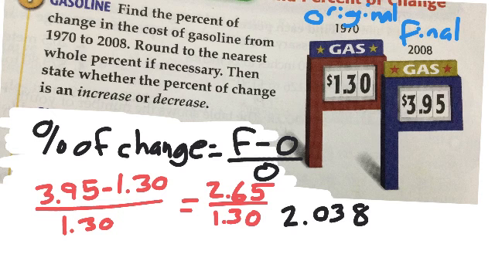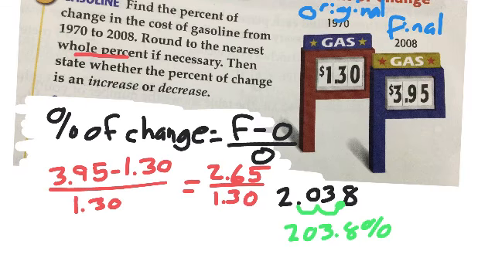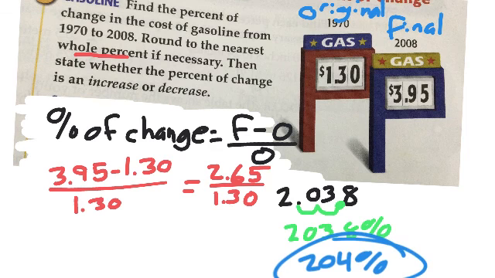And that's written as a decimal. So to make this into a percentage, we move the decimal 2 places to the right. So that's 203.8%. But then they told me to round to the nearest whole percent. So 203.8 would round up to be 204%. So there was a 204% increase in the price of gas from 1970 until 2008.